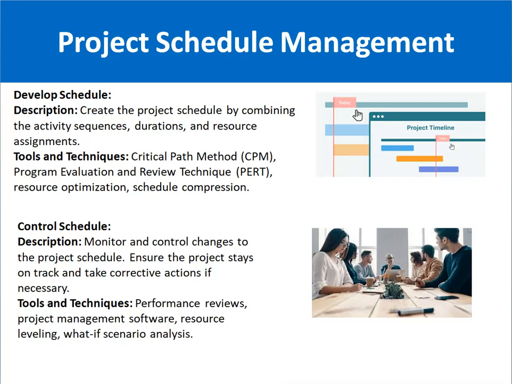Then control schedule. Control schedule means that once the schedule has been made, you have to monitor and control the changes to the project schedule. You have to ensure that the project stays on track and take corrective actions if necessary. For example, you have made a schedule that the first module of the project should be completed in the first month, in the month of December. If you monitor that the project is not going as per the requirement, then you can take corrective action.